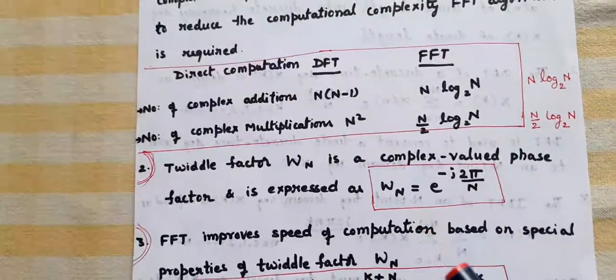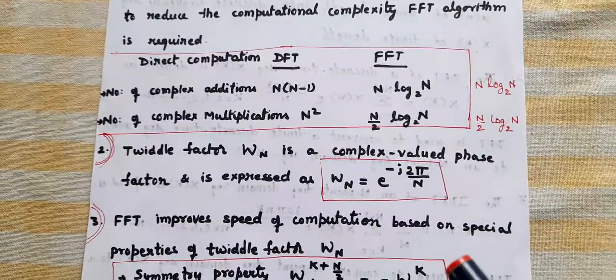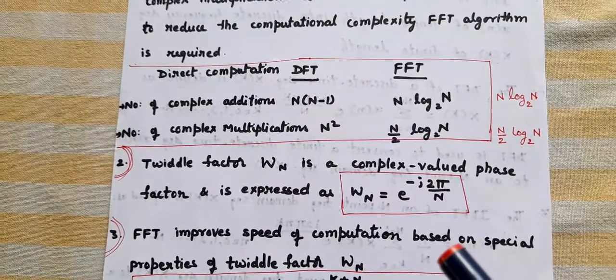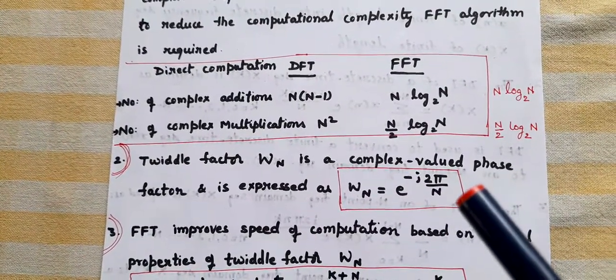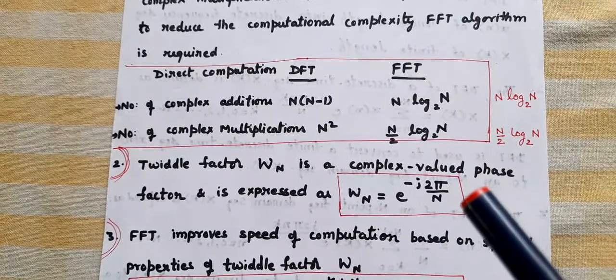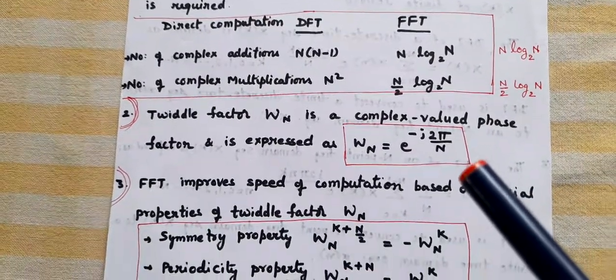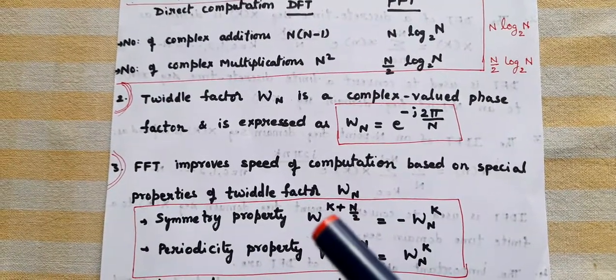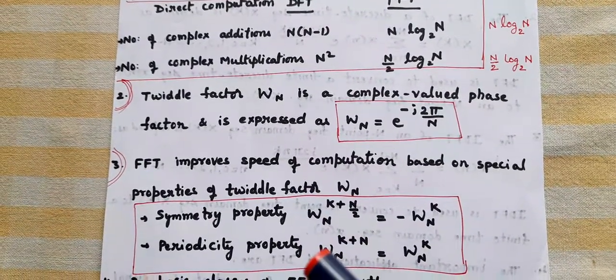How FFT improves the speed of computation? It's based on special properties of Twiddle factor. What is Twiddle factor? E to the power of minus j 2 pi by capital N. What are the two basic properties, special properties of Twiddle factor? One is symmetry property, other one is periodicity property.